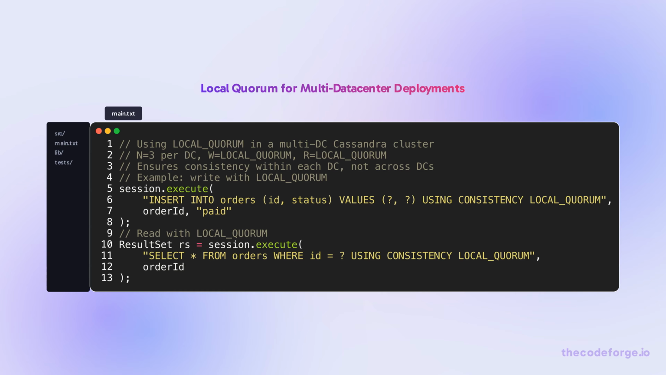The article mentions multi-data center setups in passing, but doesn't show code. In Cassandra, local quorum ensures quorum within a single data center, avoiding cross-DC latency. This is critical for systems that need strong consistency without the overhead of global quorum.